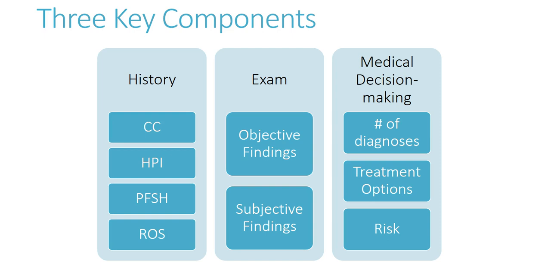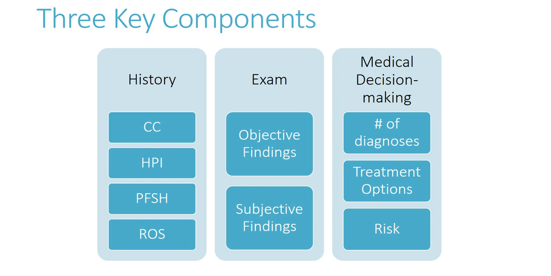Now, there are three key components to assigning an evaluation and management code, and these are crucial and cannot be ignored when we are assigning proper levels. So those three key components are history, exam, and medical decision making. And history is made up of the following elements: the chief complaint, the history of present illness, the personal, family, and social history, which we affectionately call FISH, and the review of systems.